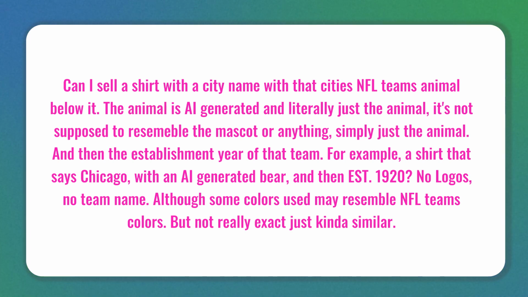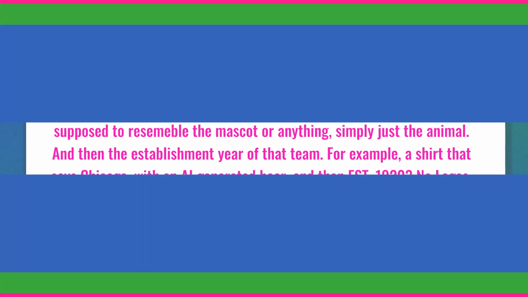Yeah, cool. Can I sell a t-shirt with a city name that cites NFL team animals below it? The animal is AI generated and literally just the animal. It's not supposed to resemble the mascot or anything. It's simply just the animal. And then the establishment year of that team. So, for example, a t-shirt that says Chicago with an AI generated bear, established 1920. No logos, no team name. Same colors. May resemble NFL team colors.